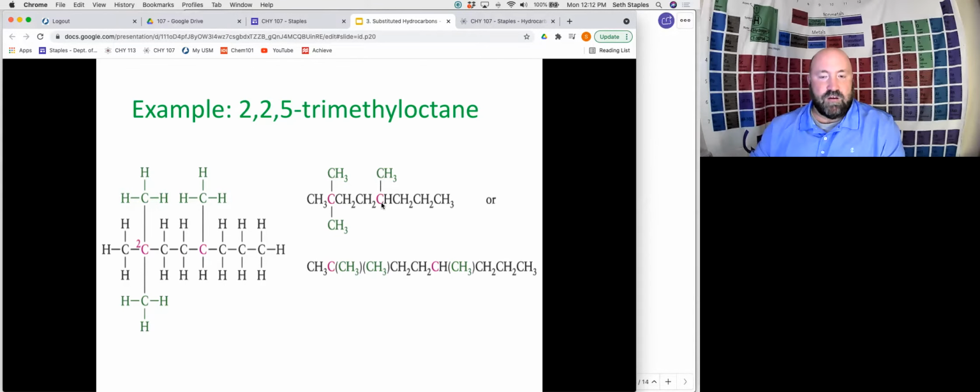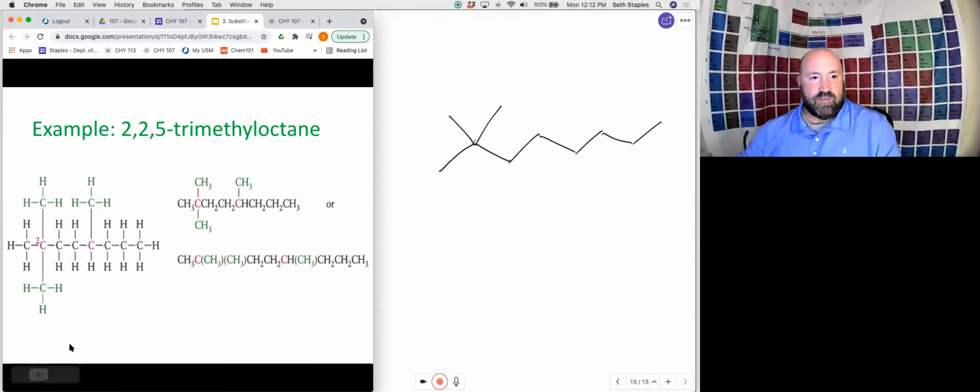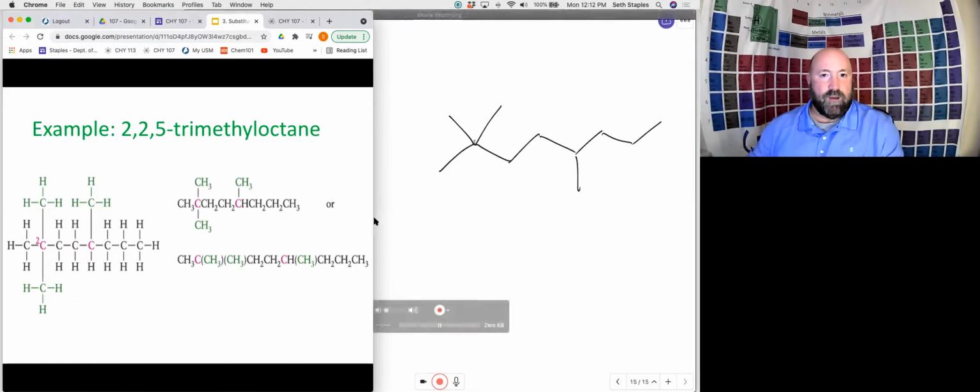We have octane. And so we're going to have 1, 2, 3, 4, 5, 6, 7, 8 carbons long. And we would draw that just as there's one CH3 group, there's another CH3 group. So that's just these two groups right here. And then off our 5th carbon, we have another CH3 group. And so this would be our skeletal representation of this compound.